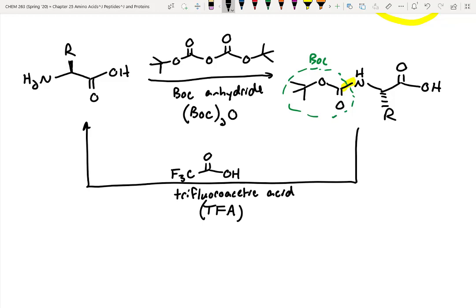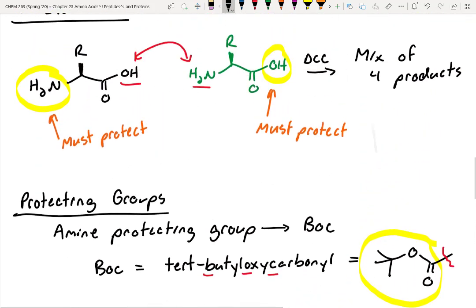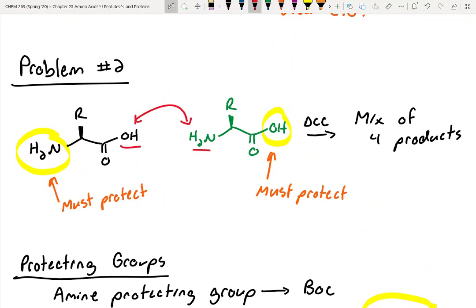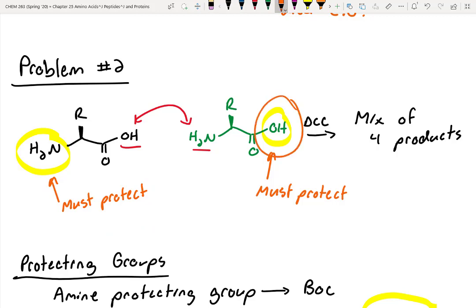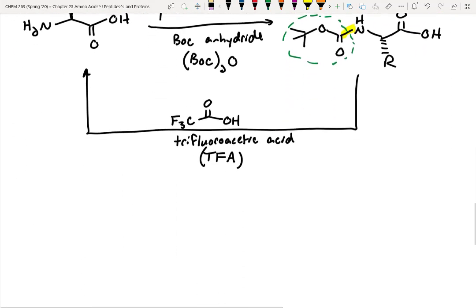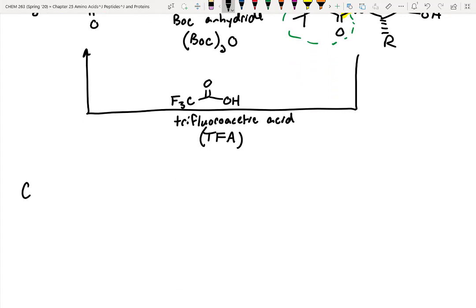All right, so then the question is, well, we've addressed protecting this amine on amino acid number 1, but how do we protect this group over here, the carboxylic acid group on amino acid number 2? We also don't want that to react either. So let's take a look at that next. So this would be our carboxylic acid protecting group.